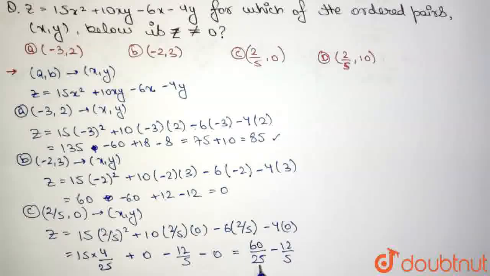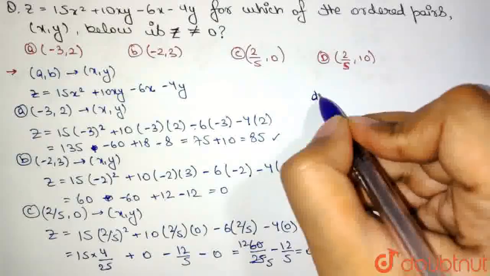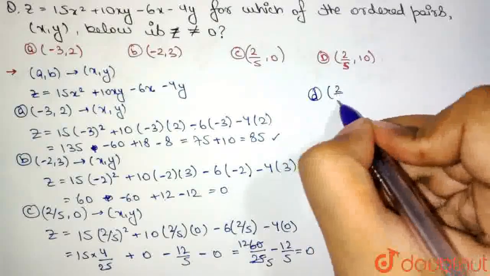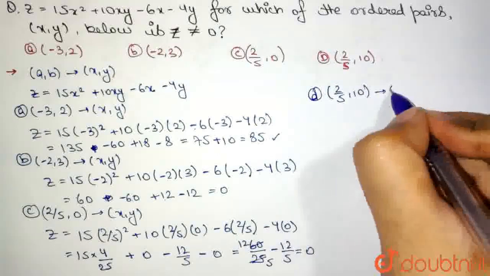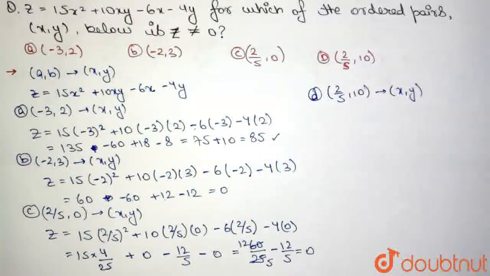And 60 upon 25, if we divide by 5, this becomes 5 and this becomes 12. So it becomes 12 by 5 minus 12 by 5. So this is also equal to 0. Now, if we check for option D, right? So option D is 2 by 5 and 10, which corresponds to x comma y, right?